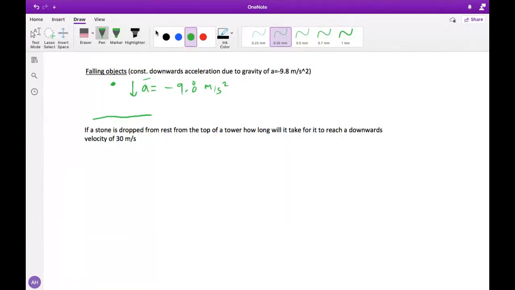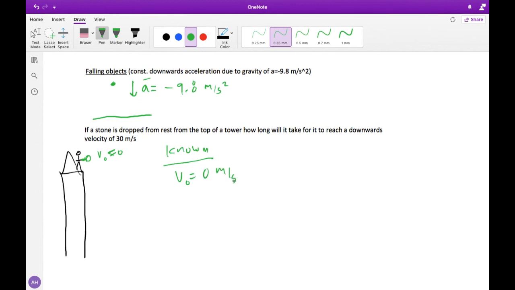So let's draw a picture first. We have, I guess this is a tower, and there's somebody up here, and they drop a stone. So this guy's holding that stone, and he drops it downwards. Looking at the problem, we know that the stone is dropped from rest. So we can say that the initial velocity is equal to 0 meters per second.